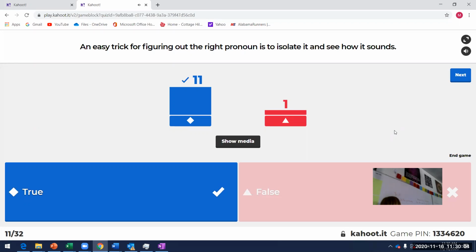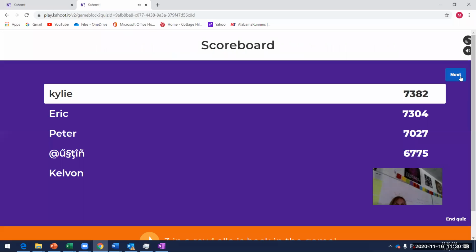An easy trick for figuring out the right pronoun is to isolate it and see how it sounds. True or false? True, okay? That's what I was talking about here. Isolate the pronoun, see how it sounds. That's the trick.